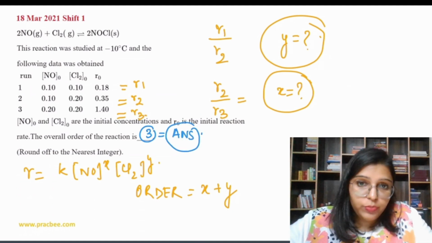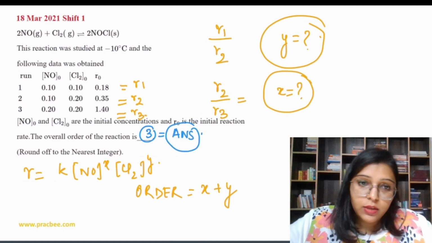Please try this at home. You can easily solve this question.